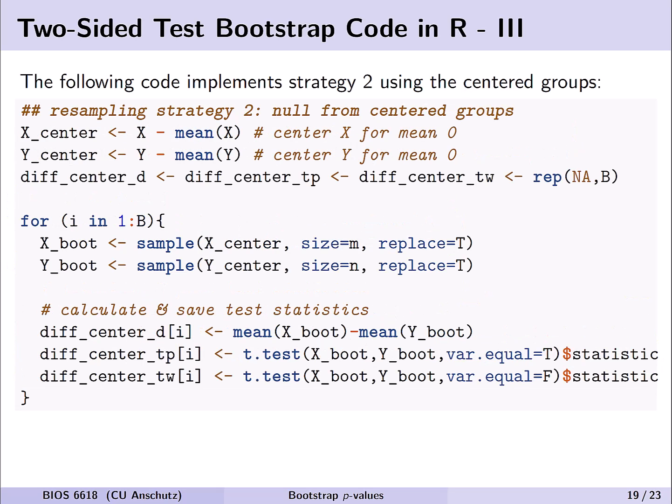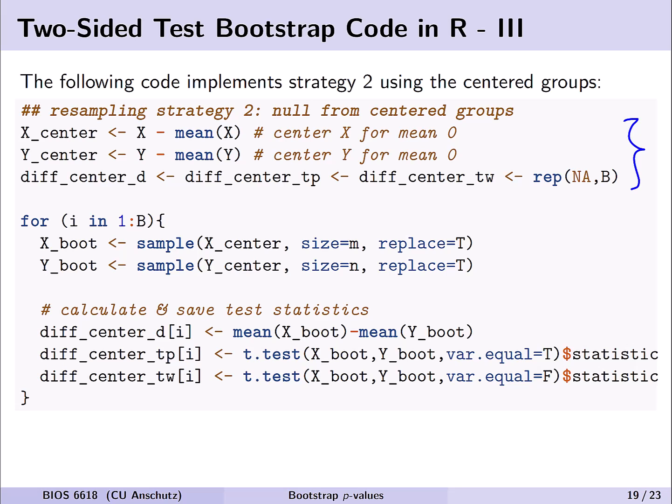Now, this slide focuses on our second strategy, which we're calling centering or centered groups. We see at the top here, the lines of code do something very similar. It initializes our data for the strategy. So we center x and y. So we have x underscore center, y underscore center. So each data set has a mean of 0 if we were to calculate that.